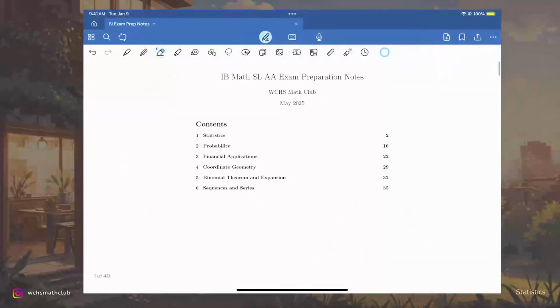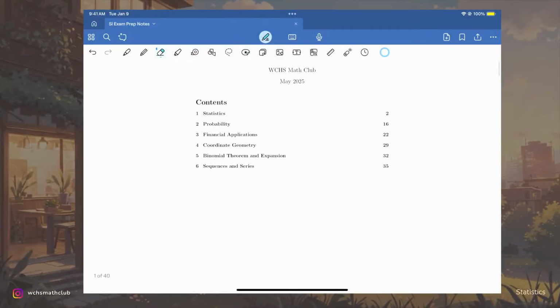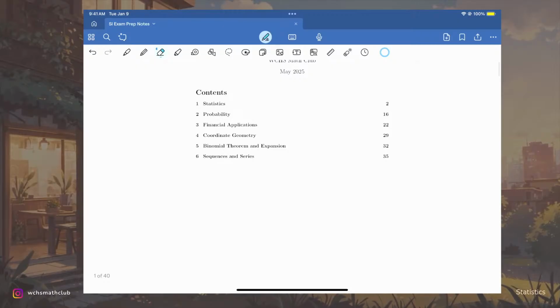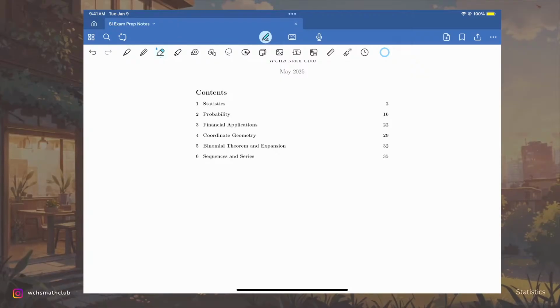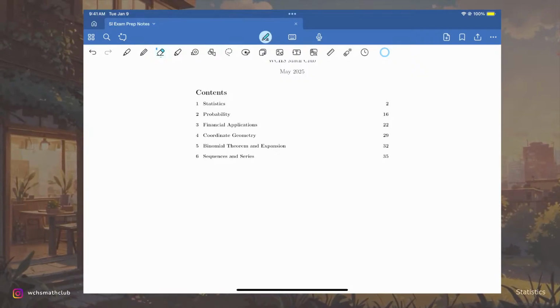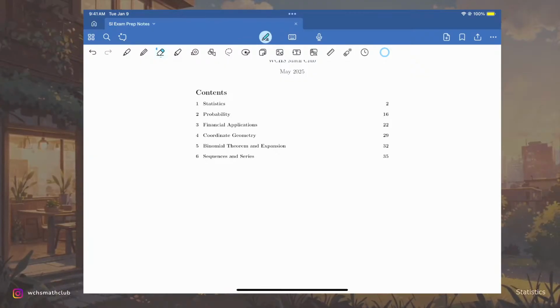So the content of our SL prep will consist of statistics, probability, financial applications, coordinate geometry, binomial theorem, and sequences and series last. Statistics was the most highly requested, that's why we're going to review it first. So yeah, let's get started. We're going to start with Jack, who's going to teach us a bit of statistics.